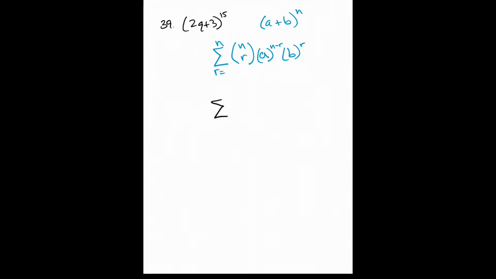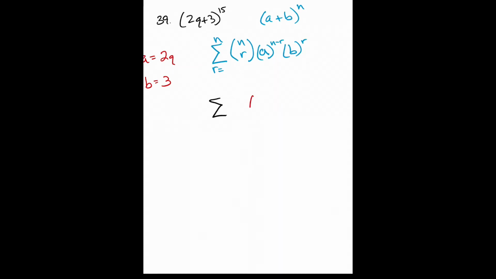So what do I have? I have my A, I have my B. Let me write those off to the side so we can see that. My A term equals 2q and my B term equals 3. So I can go ahead and write out my A term, which is 2q, raised to some power, times my B term, which is 3, raised to my r. All right, let's go ahead and get started.